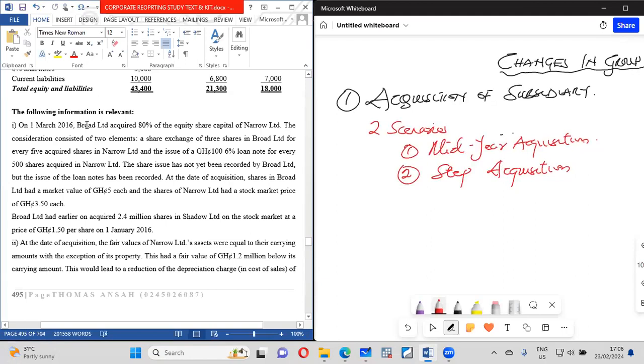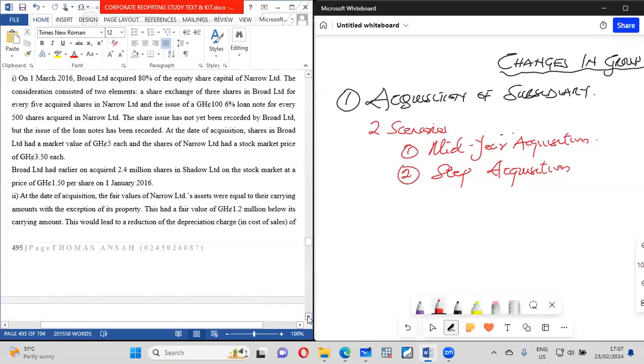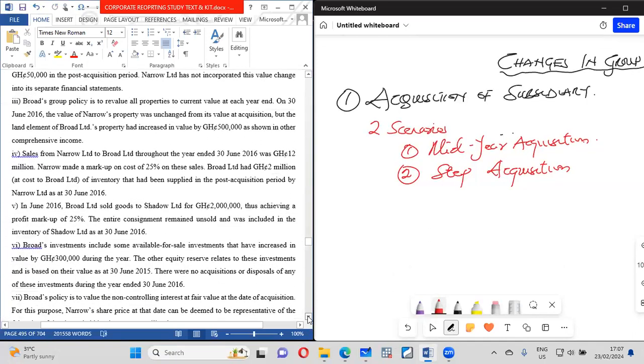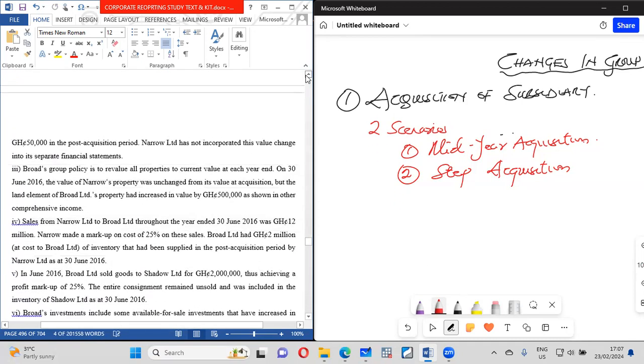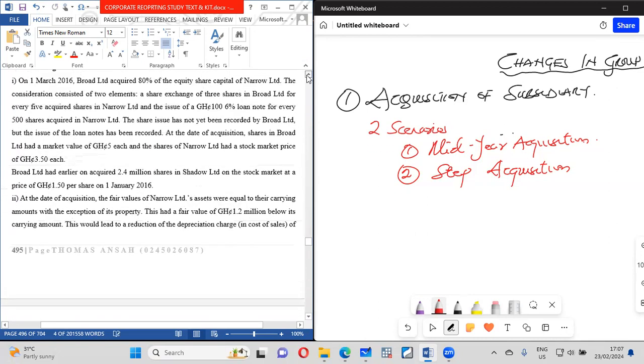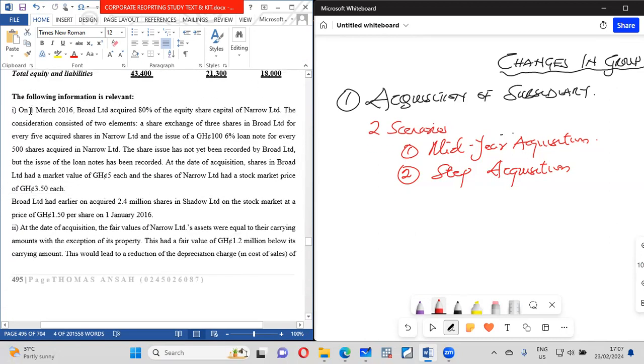It says that in March 2016, Broad acquired, all right? Since we've seen that the first acquisition is in March, let's look at the question's requirement. It's 30th June 2016. If it is 30th June 2016 and the purchase is in March, what does it tell us? March, April, May, and June gives us 4 months into the acquisition.